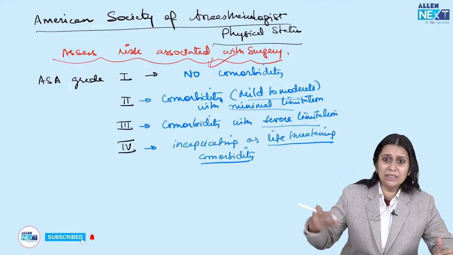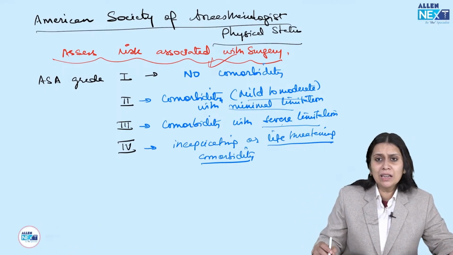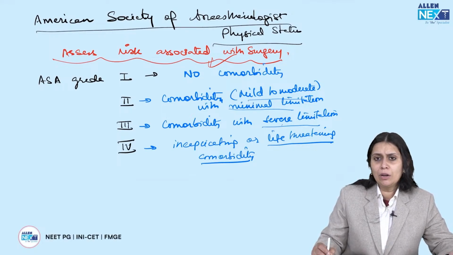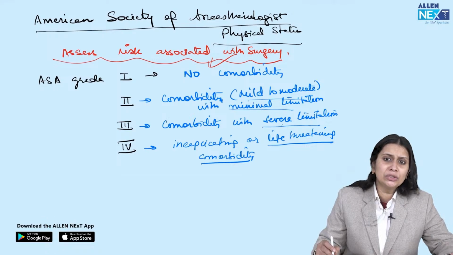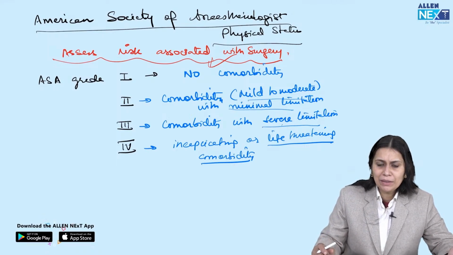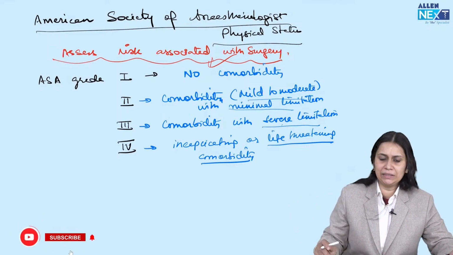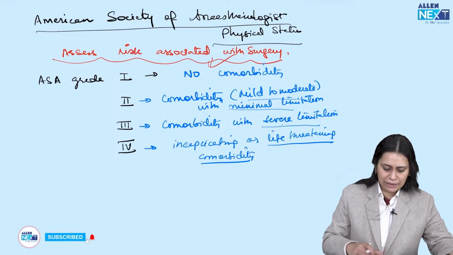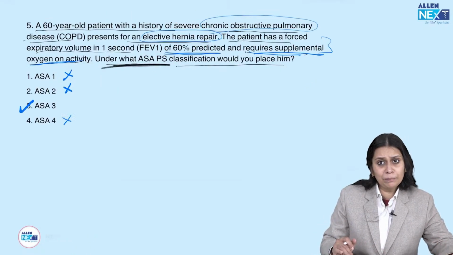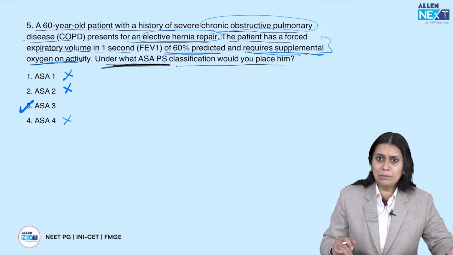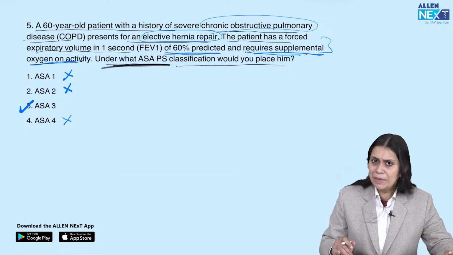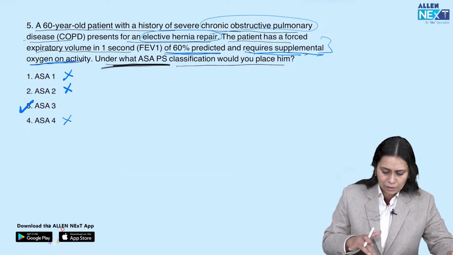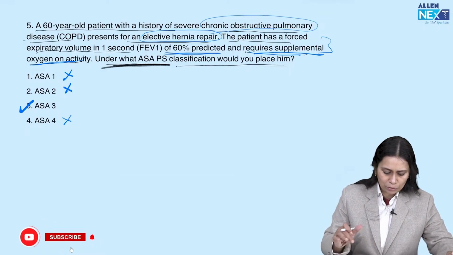The risk is increasing. Like in 1, the risk associated with surgery is 0.1% or 0.2%, and in 5, the risk associated with surgery is 80 to 90%. Got my point? So gradually the risk is increasing. So this is ASA grading, and again it's a very predicted topic, and this can be asked in exam, right? Because recently in a few exams I have seen questions being asked from this topic. Okay, ASA grading. So now let us talk about the next question.